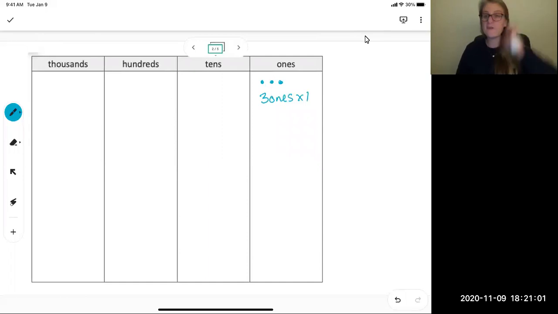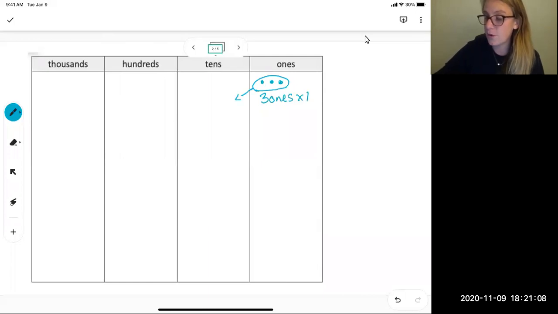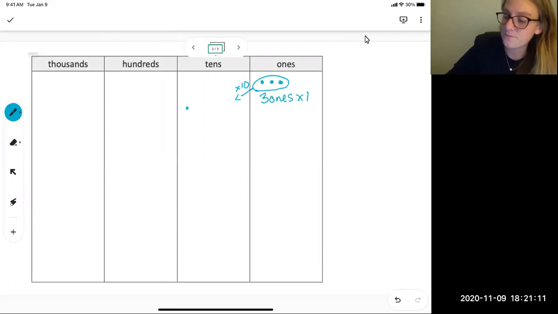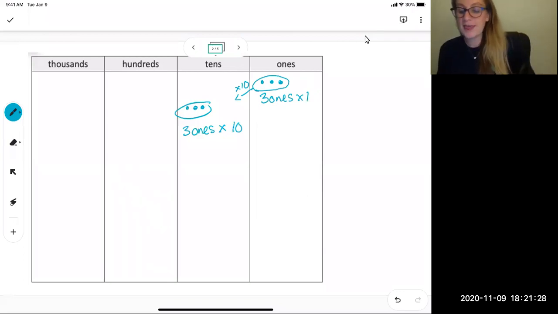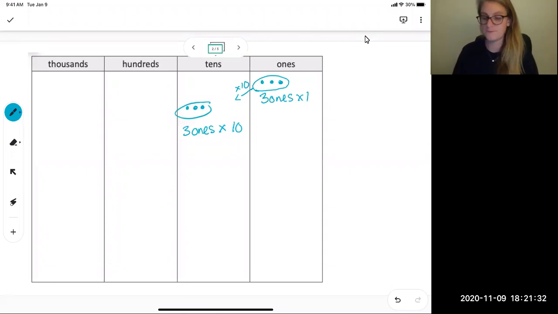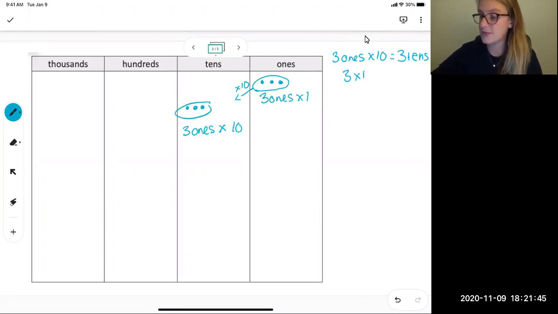But we know that if we're multiplying by 10, the only thing we really have to do is just move our group over to the tens place. So now our group in the tens place is 3 ones times 10. Okay, what if I wanted to multiply that by 10? So let's see, 3 ones times 10 is equal to 3 tens, or 3 times 10 is equal to 30. We know 3 tens is equal to 30.